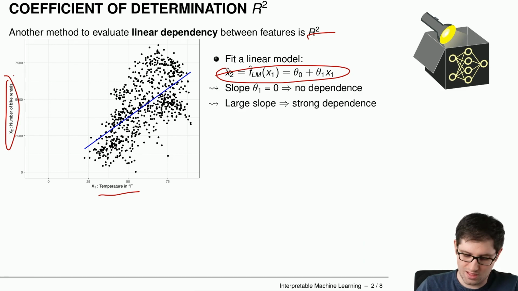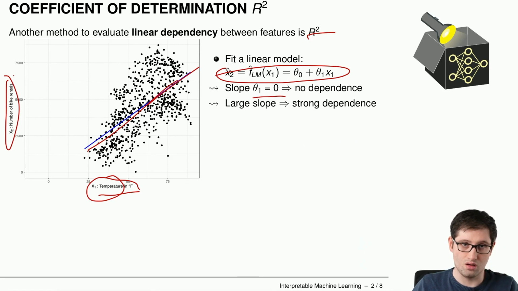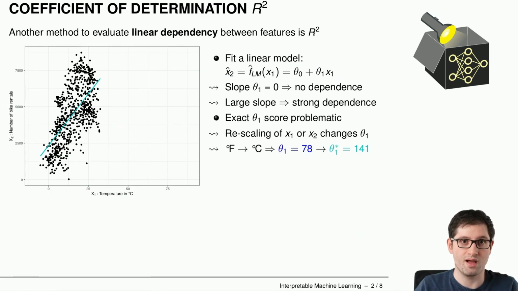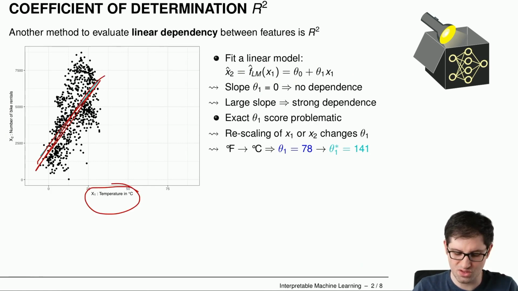If the slope, for example, were 0, this would just be a horizontal line, meaning that we wouldn't have a linear relationship between temperature and number of bike rentals. Now, of course, in this example, we don't have a slope of 0. We can clearly see that it's non-zero. One thing to note is that if we change the unit of one of the two variables, like instead of measuring temperature in Fahrenheit, we measure temperature in degrees Celsius, the coefficient from this linear regression will also give a different value.